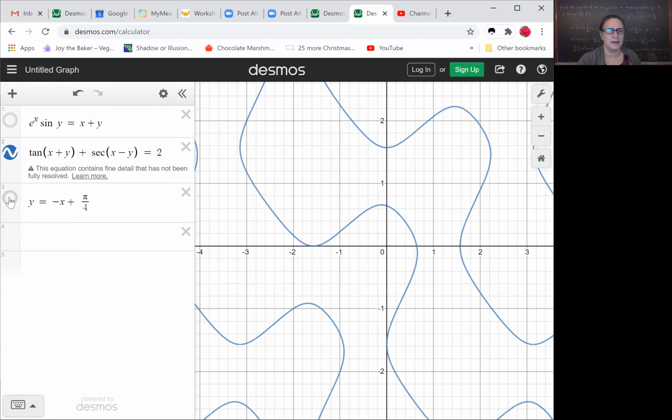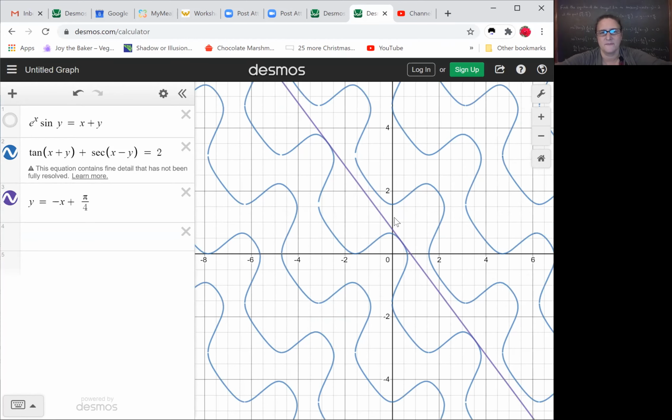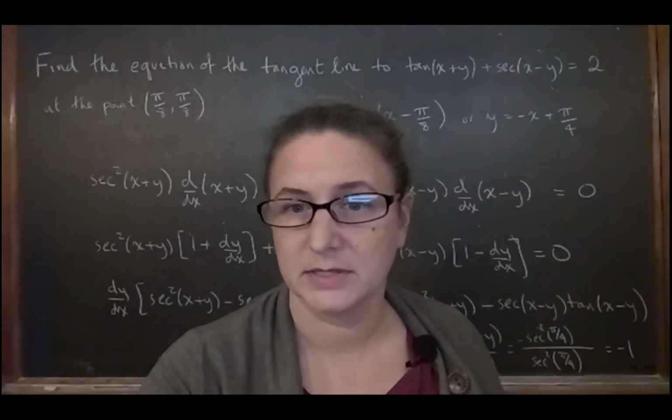But anyway, so here's my line. And as you can see, of course, you would expect, because it's tangents and secants, that there is some kind of periodicity. It's kind of a weird periodicity, but you can see there's multiple points where that line is tangent. All righty. That's that example.